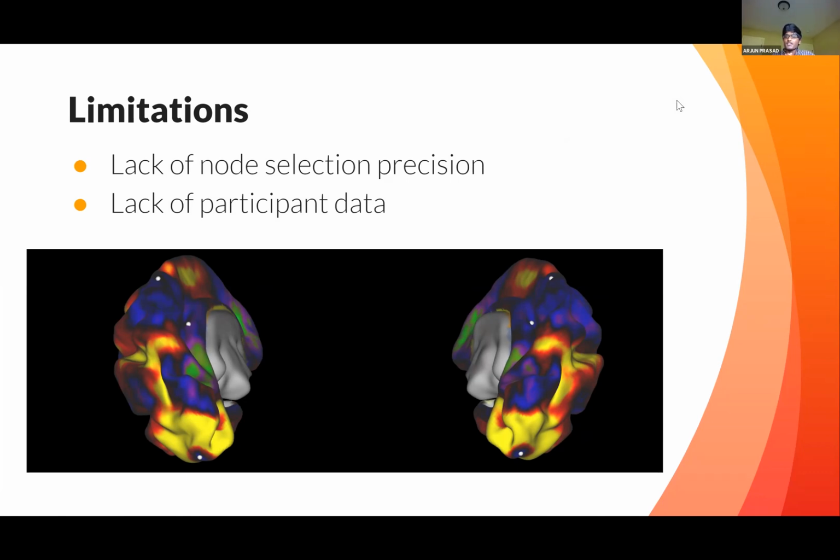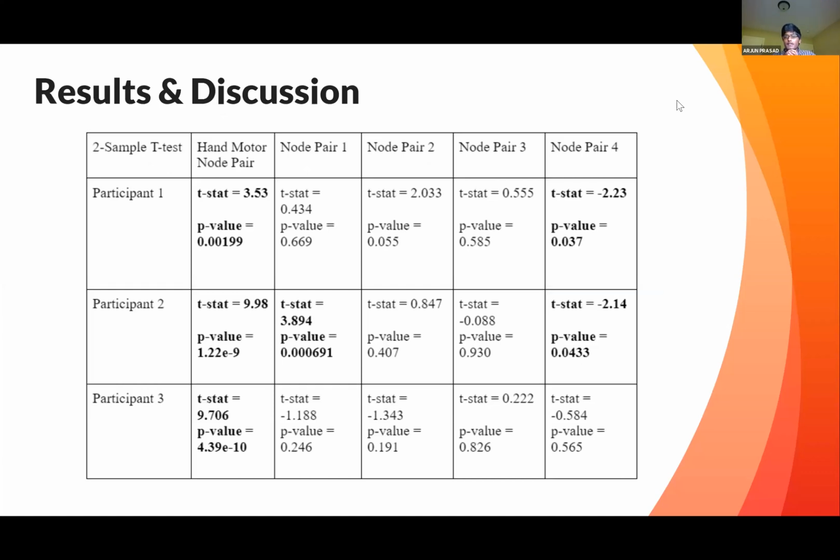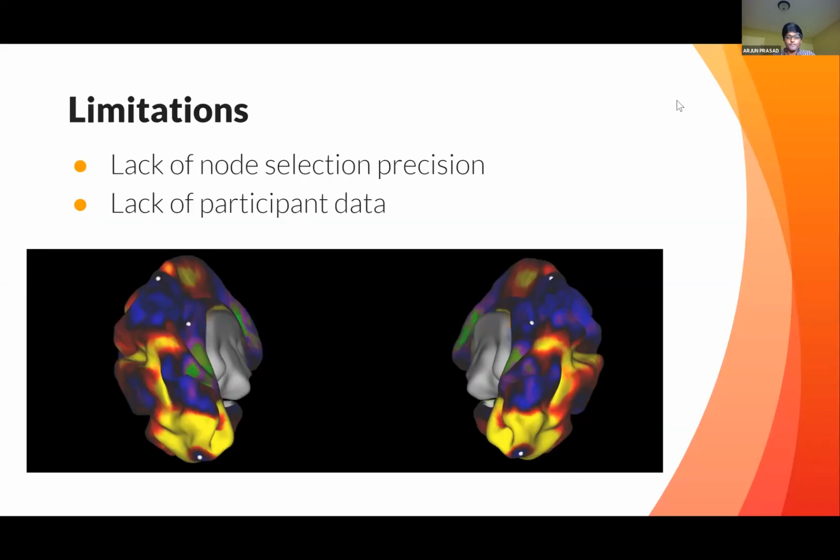The other limitation that I saw was a lack of participant data. So the fMRI dataset that I took, if I go back, contains only the 3 participants, but the larger study that this was based off of did have more participants, but their data was not included. So I think having more participants in this data can give a more firm basis for the results and therefore fully enhance the understanding of this research.